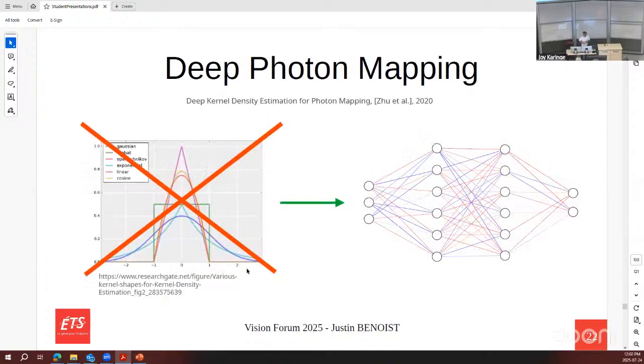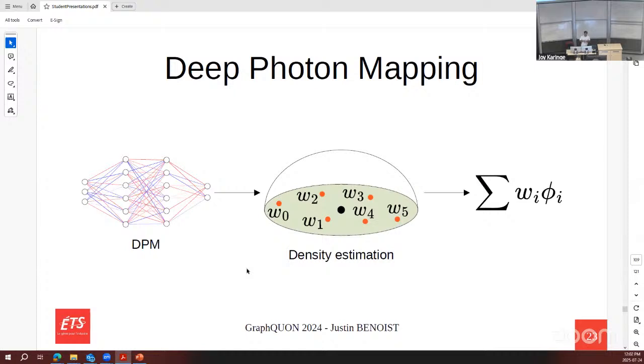Another way to do that is to use deep photon mapping, introduced in 2020. Instead of using a Gaussian or a cone kernel, we use a more complicated neural network that is adaptive to the photon distribution. This way we can get better estimates. This network predicts the weight for each photon that will be used for the density estimation.